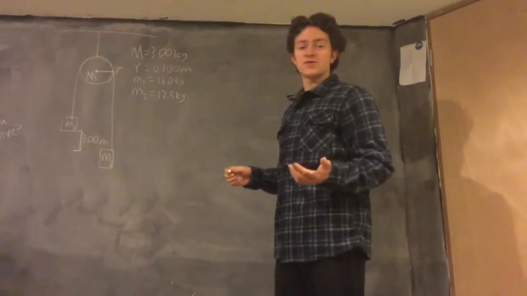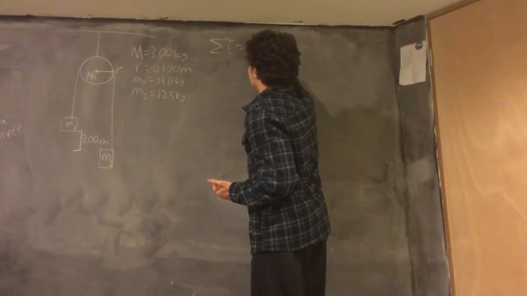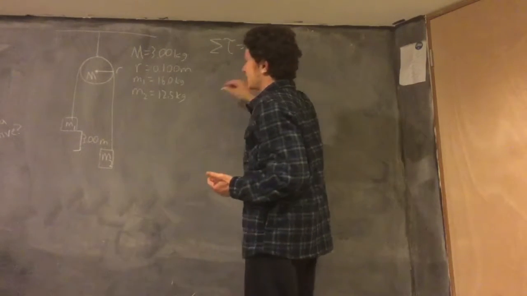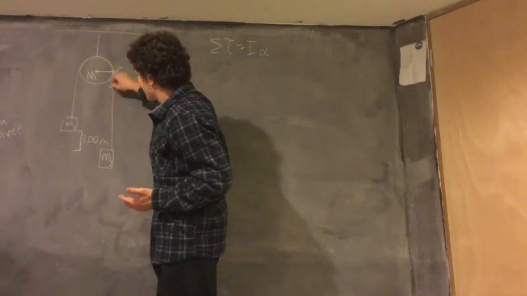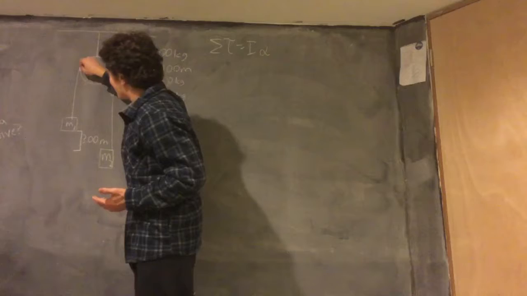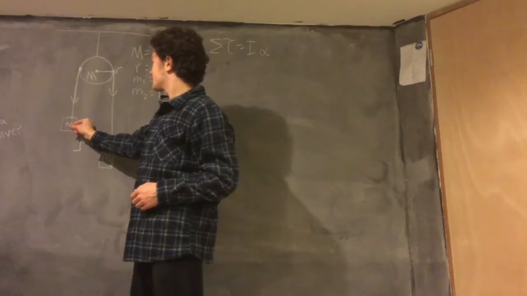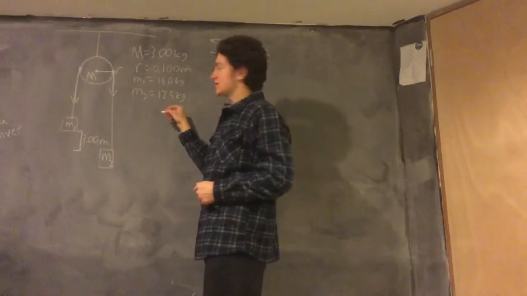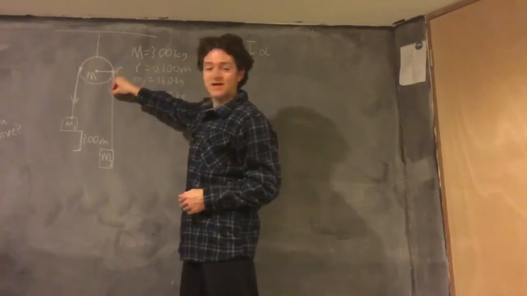So we're going to start off with our general torque equation. Net torque is equal to I alpha. Now there are actually two torques acting in this diagram. We have one here, acting down, and one here, also acting down. But notice that this force is going to be bigger since this mass is larger. So I'll denote this as Fg1 and this as Fg2.